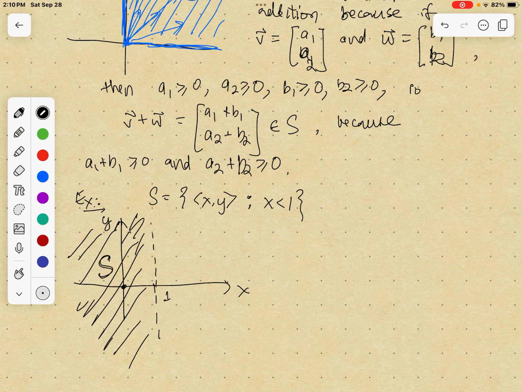Well, the answer is no. This set is not closed under vector addition, because to show that S is not closed under vector addition, you have to show that there exist two vectors in S such that when you add them, the sum is not in S. Now, can you come up with two vectors that will do that?